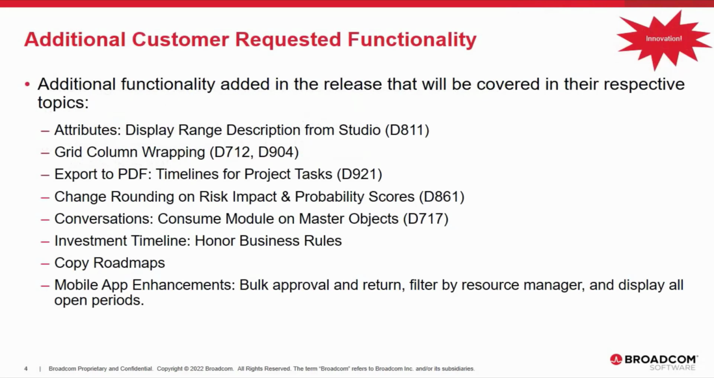In addition to these, there are several other functional features that have been added to the product. Each one of these functional features will be covered in detail in their respective sections. These features are the attributes being able to display the range and description that is defined in the studio, the grid column wrapping, the export to PDF for the timeline in project task, the change rounding of risk impact and probability score, conversation module now available in master objects, investment timeline to honor business rules, the ability to copy roadmaps, and then the mobile app itself, with several enhancements that we got from customers.